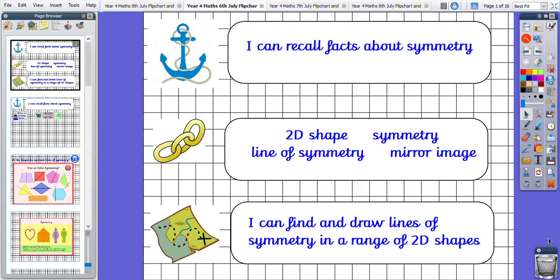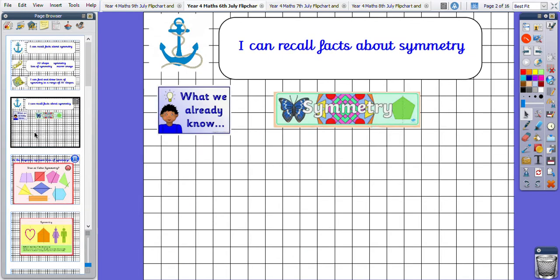Our destination is to find and draw lines of symmetry in 2D shapes. Our anchor task is to recall any facts we know already, and we have some key vocabulary in the middle of the flip chart. So pause the video and tell me what you already know about symmetry.